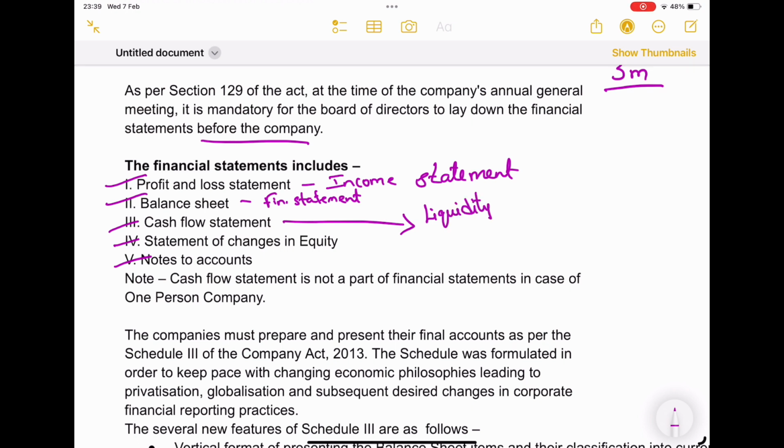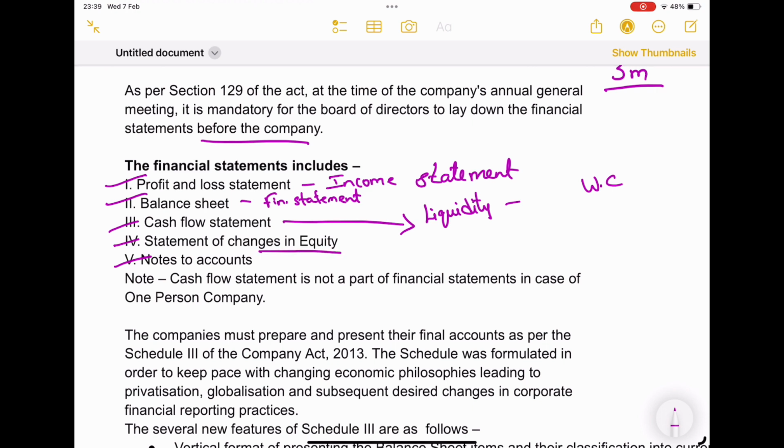Liquidity position means how an asset or a share can be easily converted into cash form, isn't it? For day-to-day transactions or day-to-day company events, we need a certain lump sum amount in cash form, isn't it? So the liquidity position is very much important for companies. We also call this working capital. Okay, so next, statement of changes in equity.